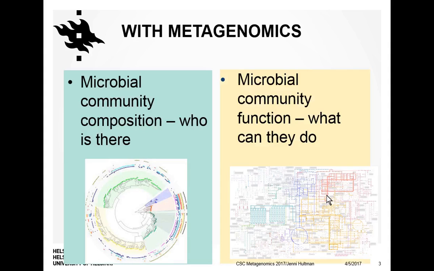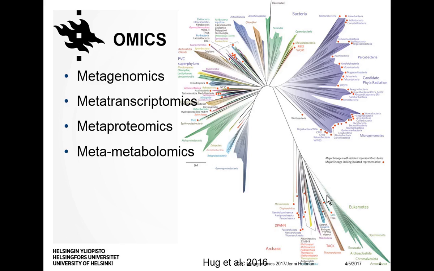What you have already learned here is that with metagenomes you can get the microbial community composition, so who is there, what kind of microbes there are in your sample. And then also, the more interesting part, the microbial community function, that is, what those microbes can actually do in the samples. There are other omics than just metagenomics. I wasn't here yesterday, so I don't know how much you've been hearing about metatranscriptomics, metaproteomics, and metabolomics. But if you want to work with the microbial function, then there are these other omic tools that you can utilize for that purpose.